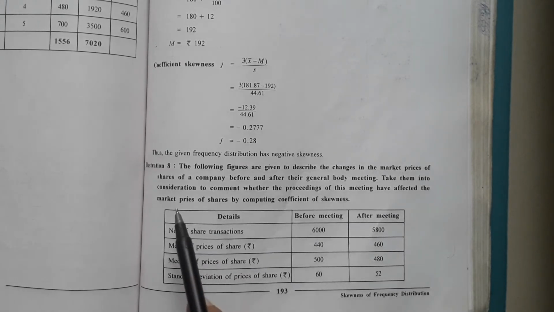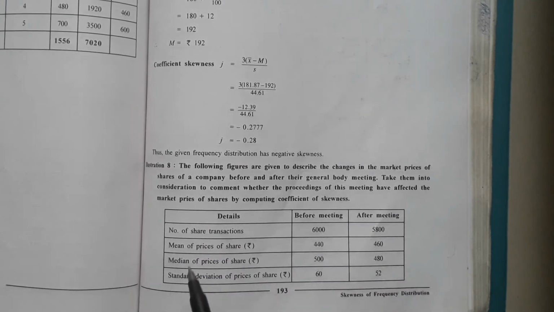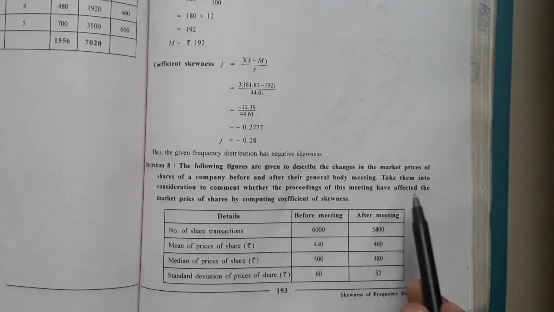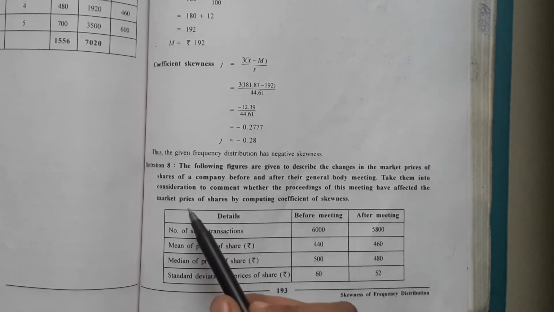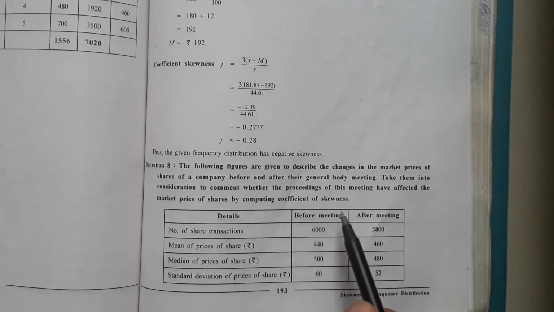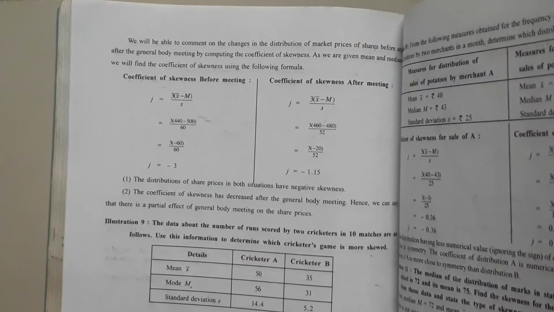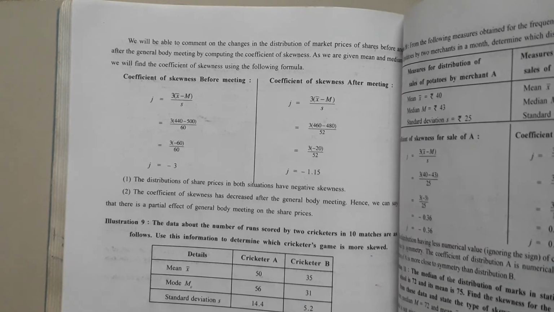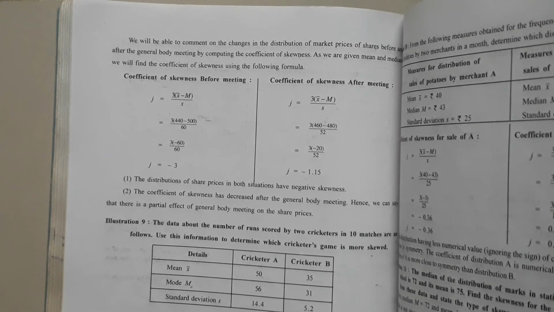Now here the data is given for the two shares, before meeting and after meeting. The number of share transactions and the mean price of shares is given. We have to find out the market price of share by computing the coefficient of skewness. That is, we have to find the coefficient of skewness. This is important as it can be asked for 2 marks.